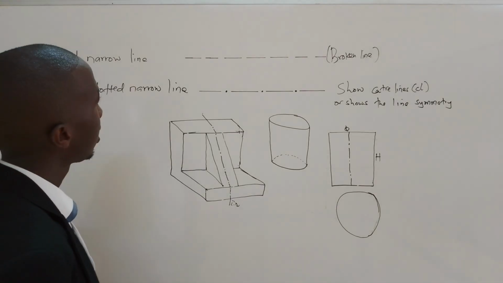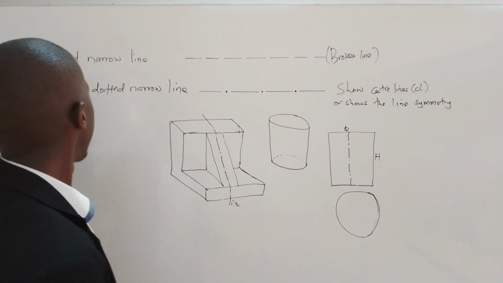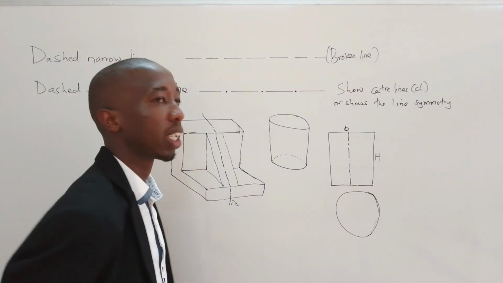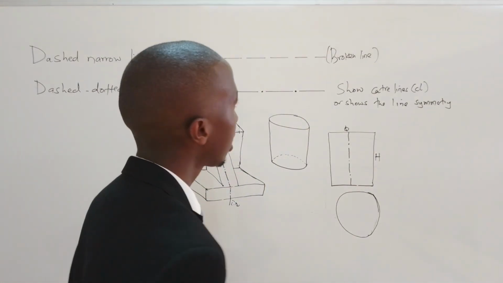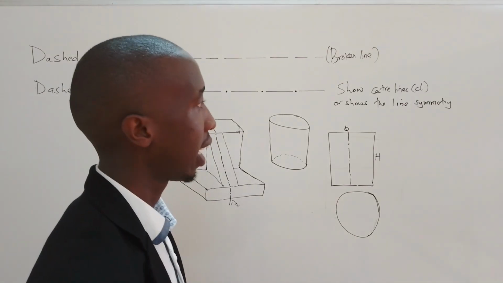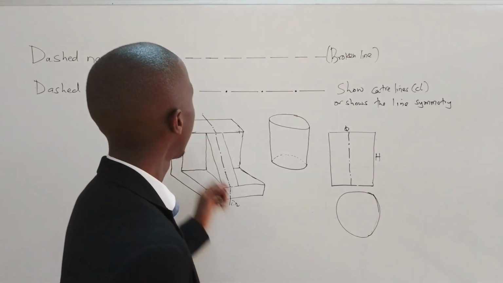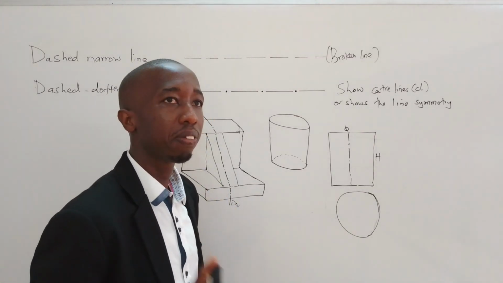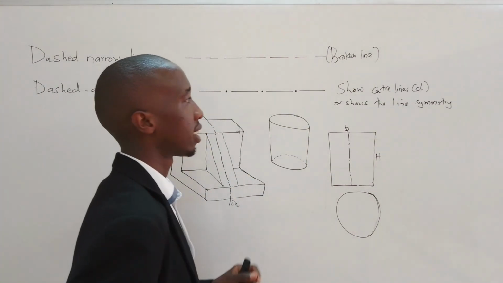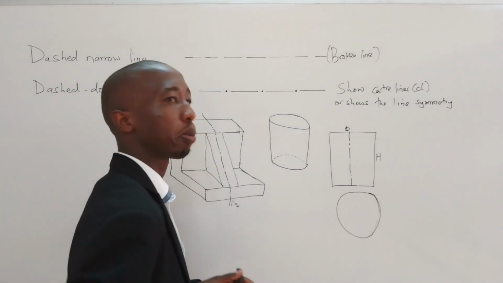So we can just go through what we have learned for today. We have learned that this dashed narrow line is the same as a broken line, and it is used to show hidden lines, as I have demonstrated earlier. The line number 2 is the dashed dotted narrow line. This line represents center lines of objects, and it can also give a line of symmetry to show that half of this object resembles the other half of the same object.